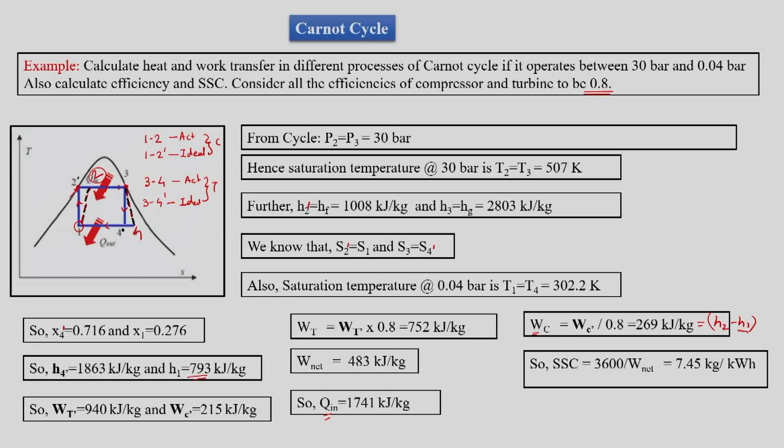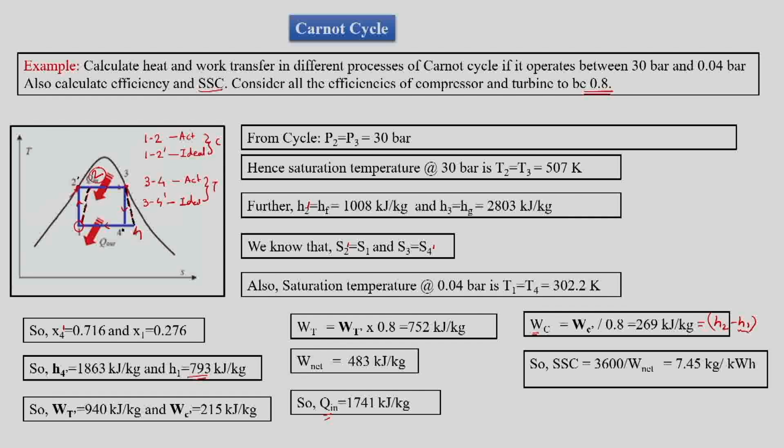Otherwise, if we require, we can as well find out the entropy at 2 and the dryness fraction at 2 also. So by this we have found out parameters like specific steam consumption and W net. Knowing the Qin and W net, we can find out efficiency, and the efficiency turns out to be 27.7% for the present example.